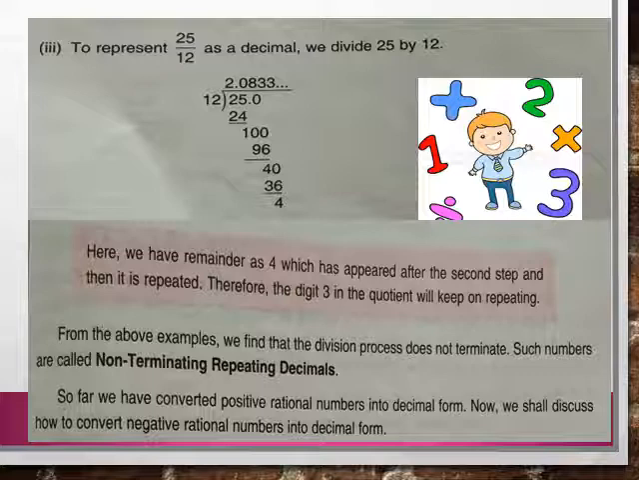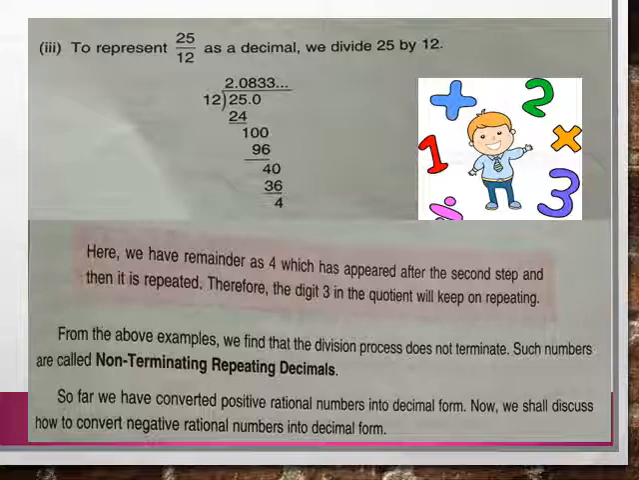See here third, 25 divided by 12 as a decimal. So we divide 25 by 12. 25 is greater than 24, so we can write 2 in the quotient. Then we take the decimal point and put 0, so it becomes 10, and 10 is not divisible by 12, so we put 0 again. While putting this 0, we have to write 0 in the quotient place. So it becomes 100. 12 8s are 96.